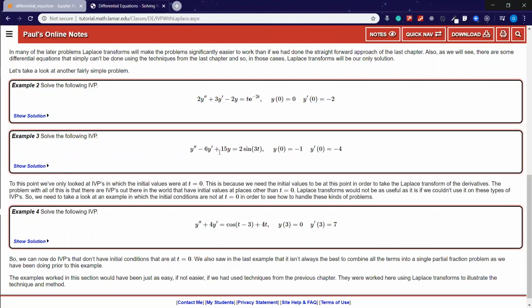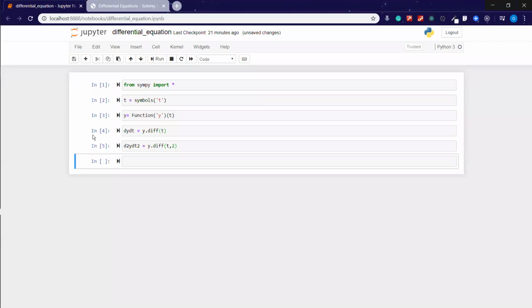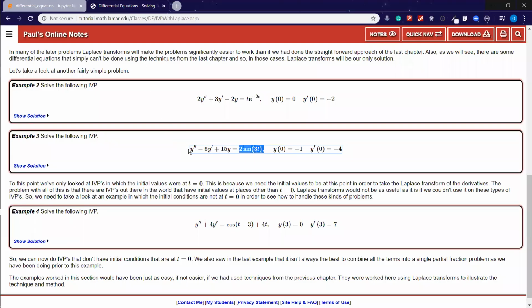So for the problem we are solving, our left-hand side is everything here, and our right-hand side is everything here. So the way you define equations in sympy is to use the Eq function, and you write what you have on the left-hand side first, followed by what you have on the right-hand side, and both are going to be separated by a comma, as we'll see right now. So our equation is y prime prime minus 6y prime plus 15y.